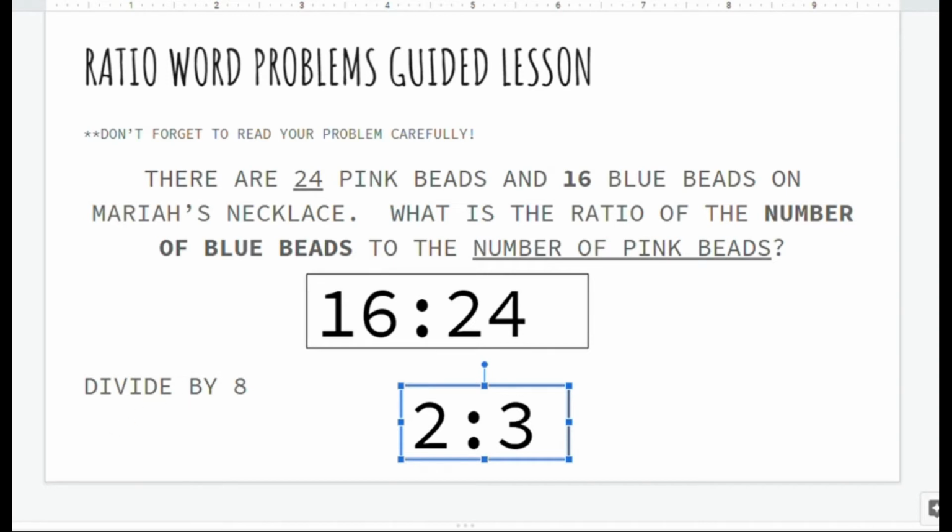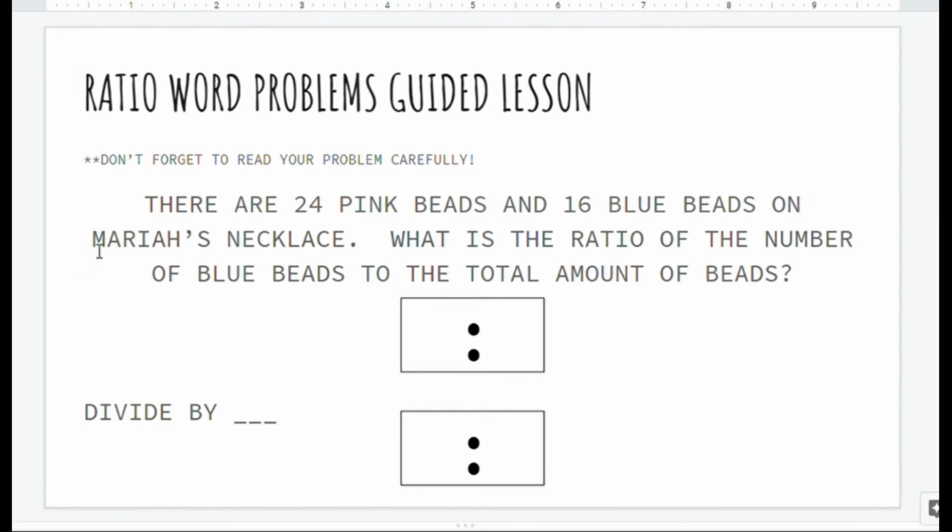If you move on to your slide 9, we're going to continue with that same exact problem. There are 24 pink beads and 16 blue beads on Mariah's necklace. What is the ratio of the number of blue beads to the total amount of beads?